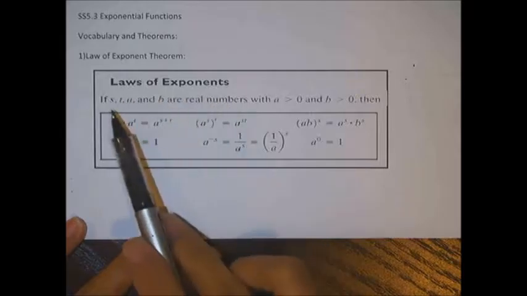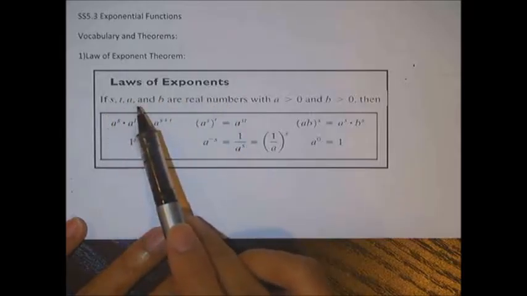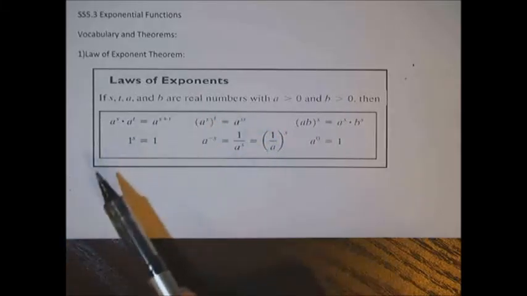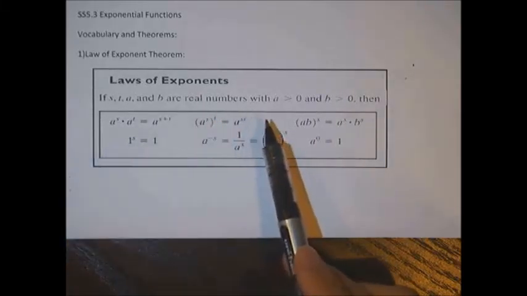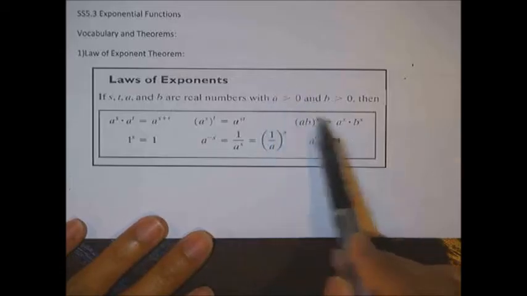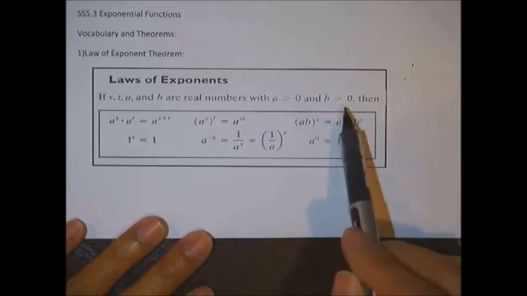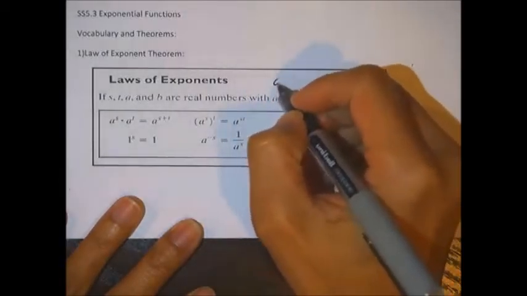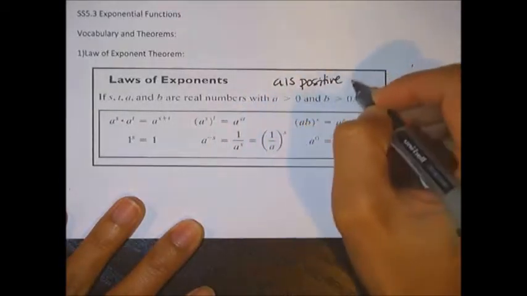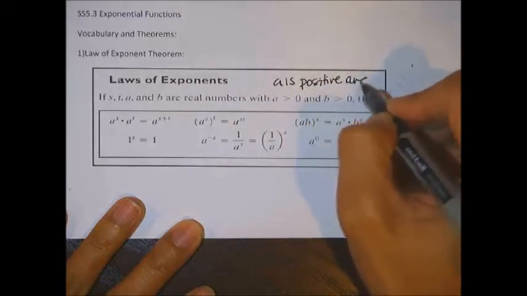Law of exponents. If s, t, a, and b are real numbers. Remember, real numbers are pretty much everything you can think of except imaginary. With a being greater than zero, which is positive, and b being greater than zero, which is also positive. So a is positive, as well as b.